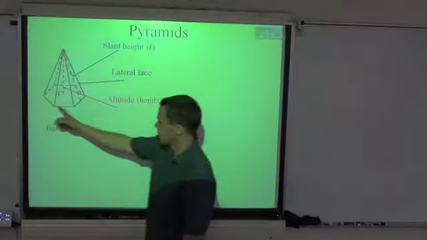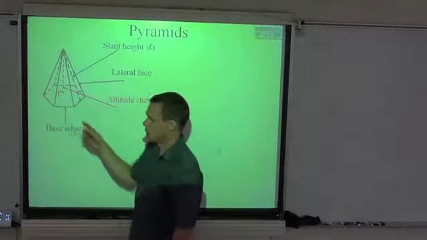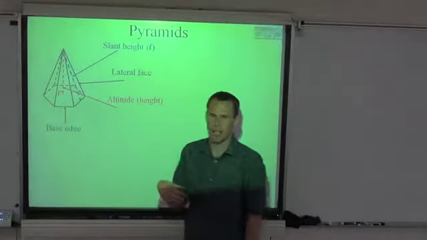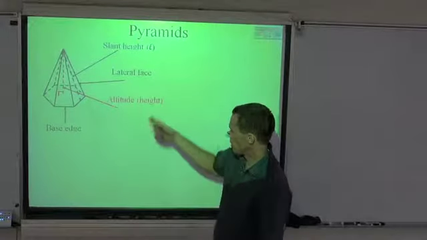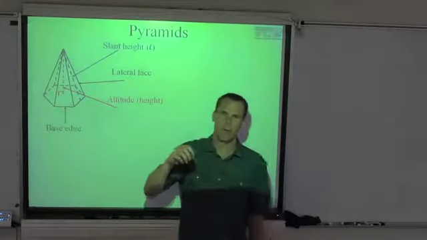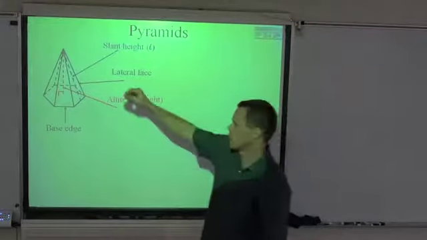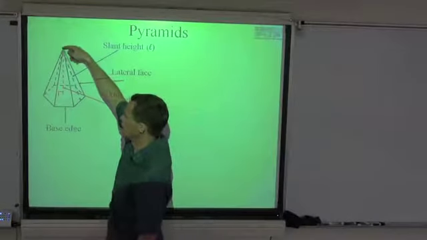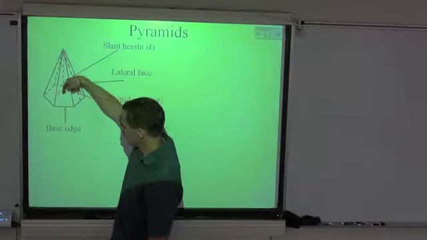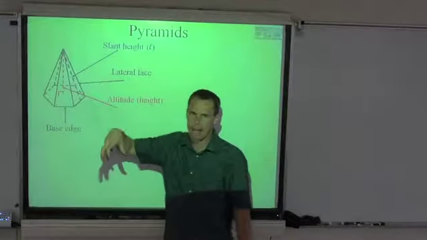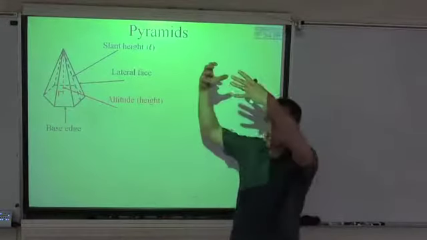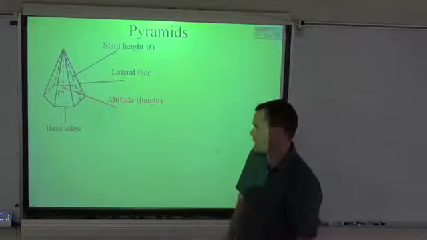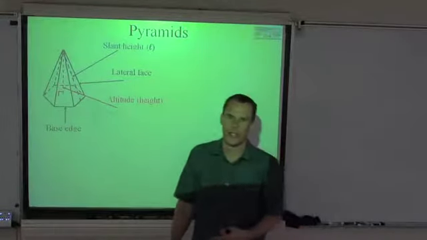A base edge, and the base edge is the number of sides of the base, how many there are. There is an altitude, which is the height. This is important. This altitude comes straight down from the tip of the pyramid to the center of the base. If this pyramid is sticking straight up, it will come down to the center of the base. That we will refer to as the height.